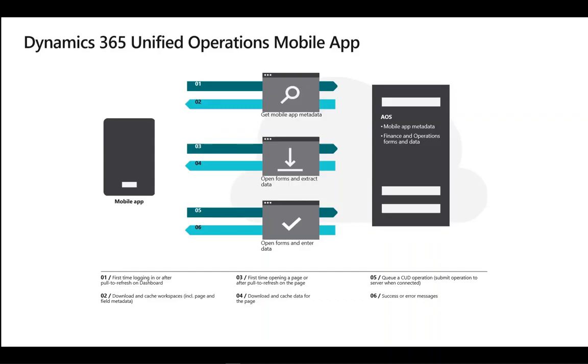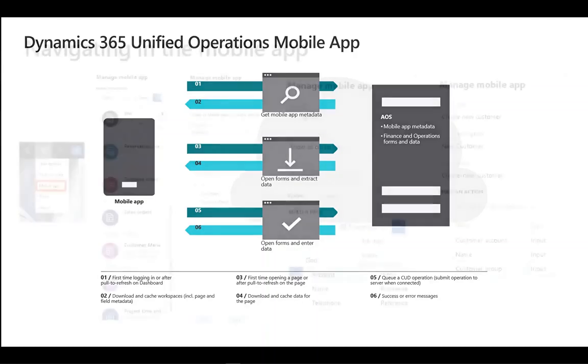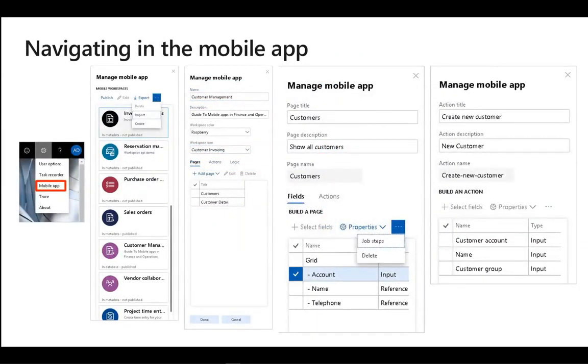Through that process, AOS collects the data values from the requested fields and then sends that data back to the mobile apps. To start working with the mobile apps framework, click the gear button on the right side of the menu bar and go to Settings, Mobile Apps.